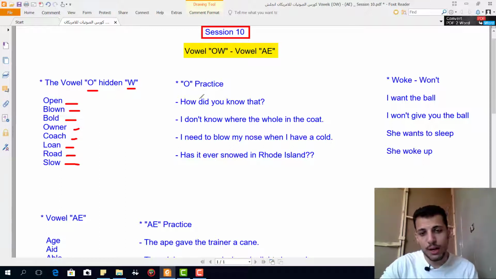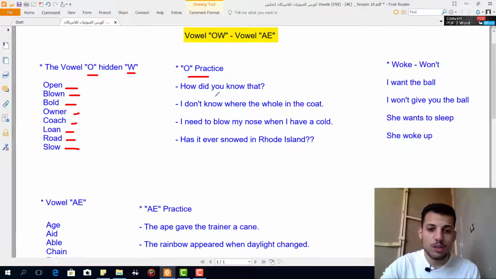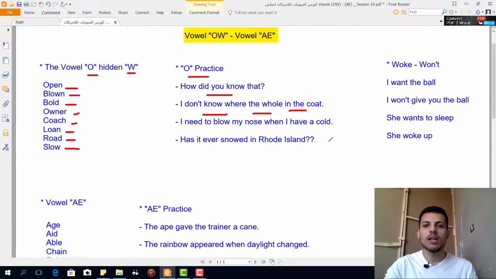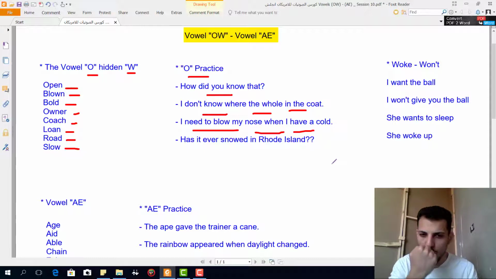Okay, so let's practice the sentences. How did you know that? I don't know where the hole in the coat. I need to blow my nose when I have a cold. Has it ever snowed in Rhode Island? Rhode Island, this is a city.